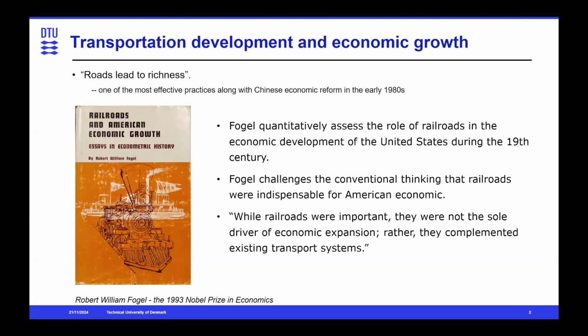From the book by Robert William Fogel, 1993 Nobel Prize in Economics, Railroads and American Economic Growth, he quantitatively assessed the role of railroads in the economic development of the United States during the 19th century. He challenged the conventional thinking that railroads were indispensable for American economies. He wrote that while railroads were important, they were not the sole drivers of economic expansion. Rather, they may only have completed existing transportation systems.